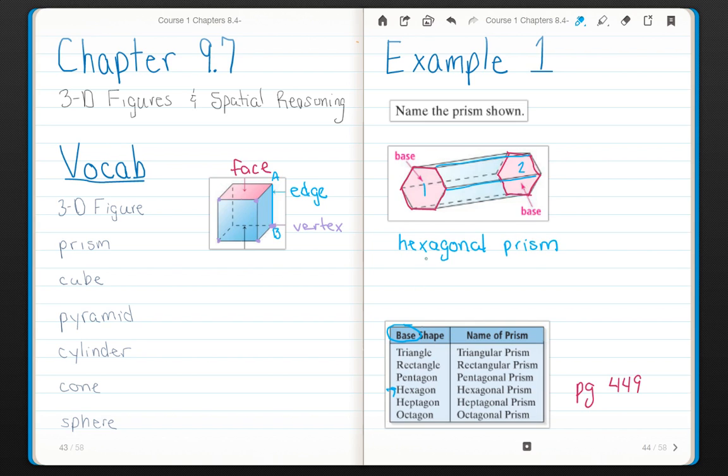Okay, so you need to identify the base. Remember, there will be two of them, the exact same shape. That shape is your base, and you use that to name your prism. So this list is found on page 449. You might want to use it for reference.